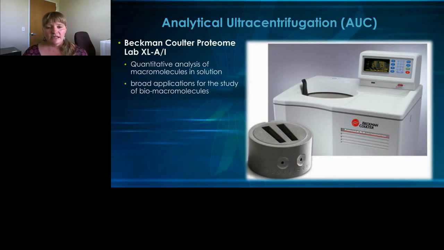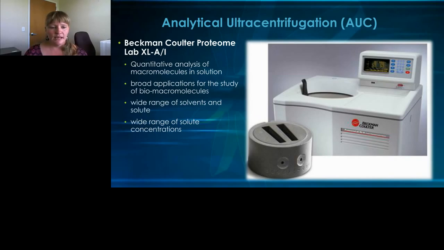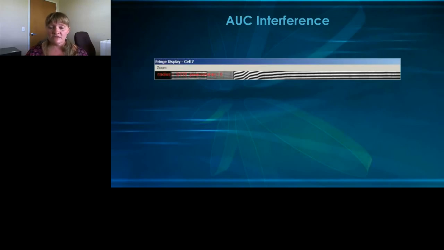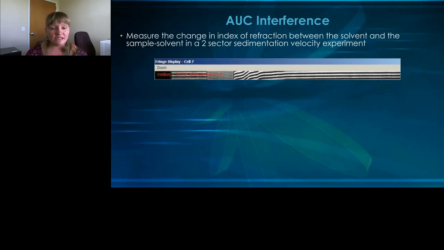This is an image of the inside of an AUC cell, where we put the reference and we put your solvent in here. And you actually measure how this particular sample compared to its solvent is sedimenting. There are 2 different methods for analytical measurement on the AUC, interference and absorbance. The interference module measures the change in index of refraction between the solvent and the sample solvent in a 2-sector sedimentation velocity experiment.